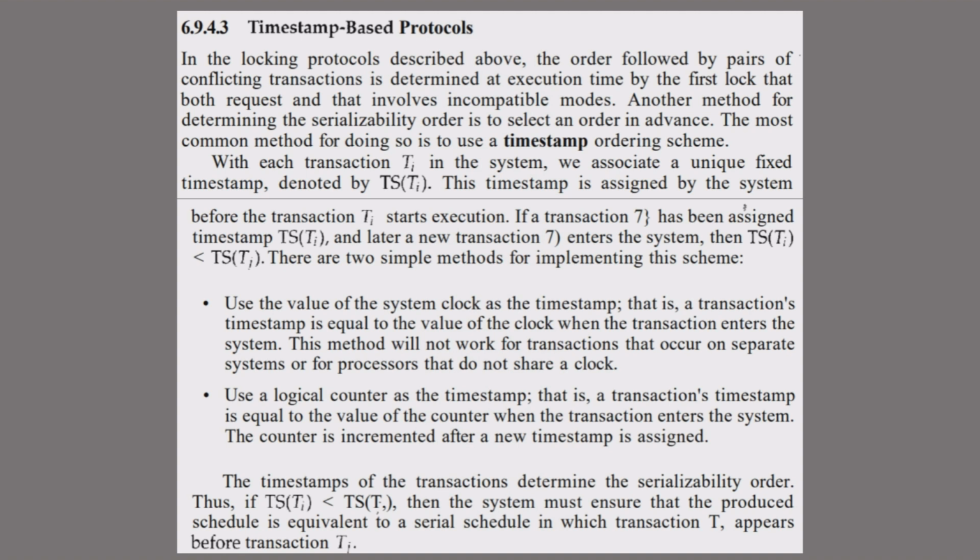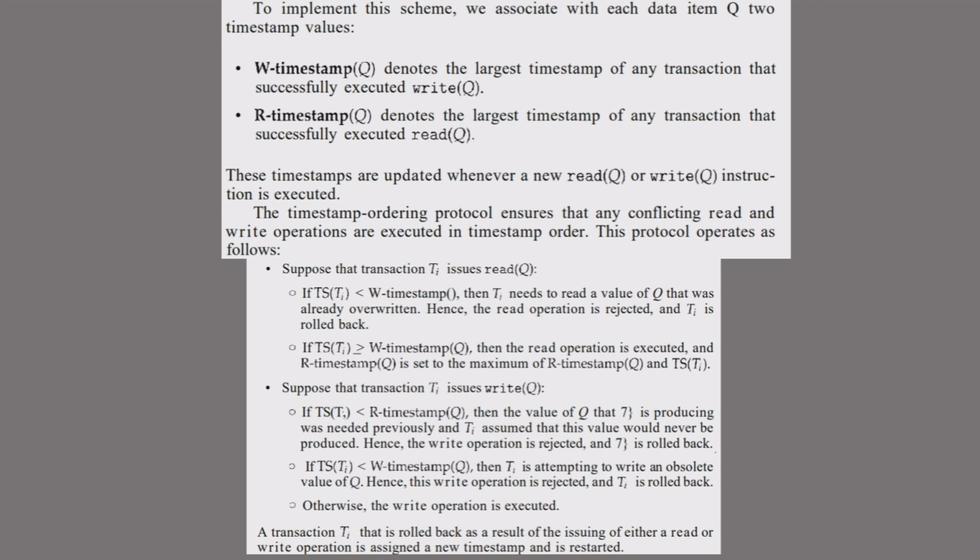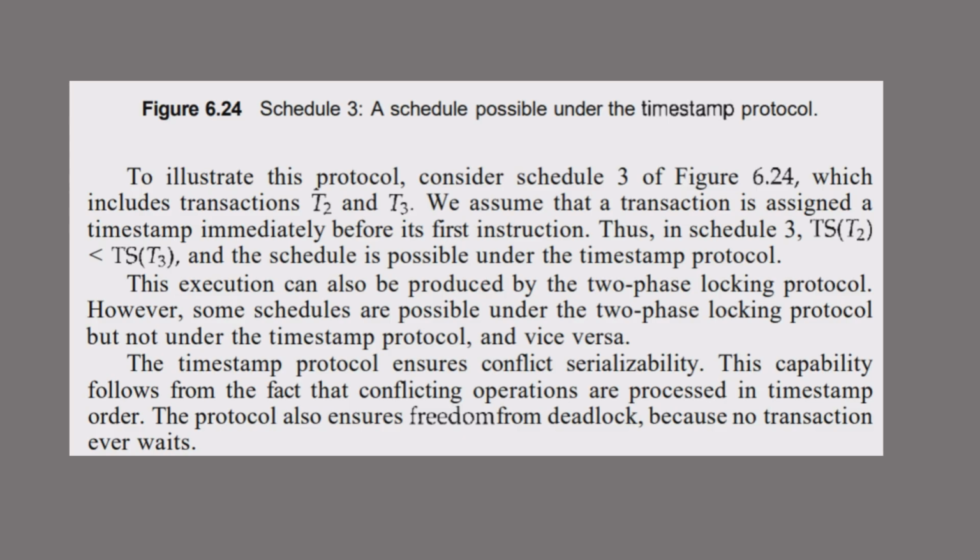Suppose that transaction Ti issues write(Q). If TS(Ti) is smaller than R-timestamp(Q), then the value of Q that Ti is producing was needed previously, and Ti assumed that this value would never be produced. Hence, the write operation is rejected and Ti is rolled back. If TS(Ti) is smaller than W-timestamp(Q), then Ti is attempting to write an obsolete value of Q. Hence, this write operation is rejected and Ti is rolled back. Otherwise, the write operation is executed. A transaction Ti that is rolled back as a result of issuing either a read or write operation is assigned a new timestamp and is restarted.